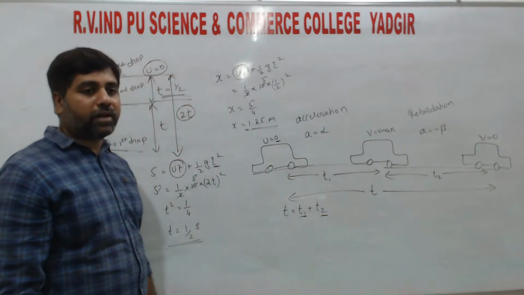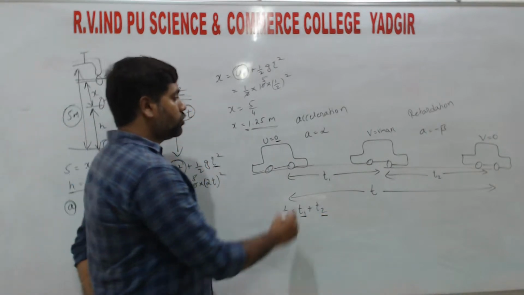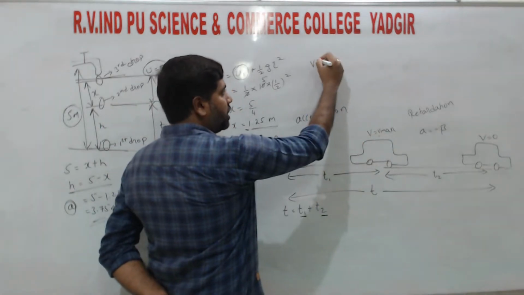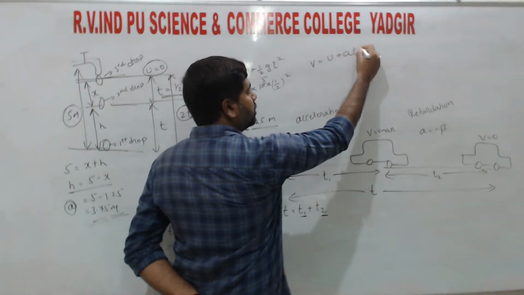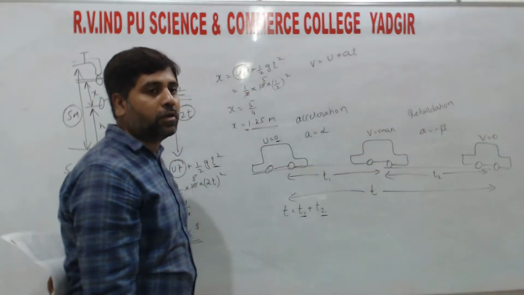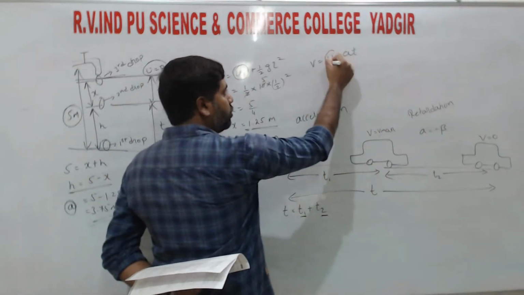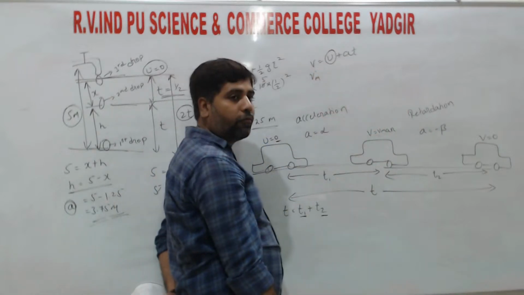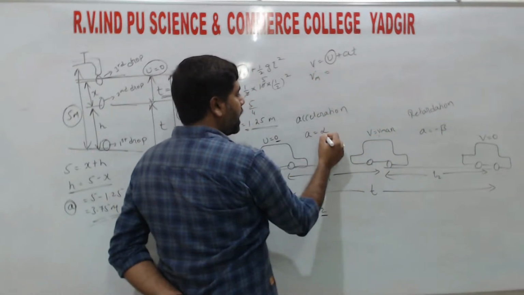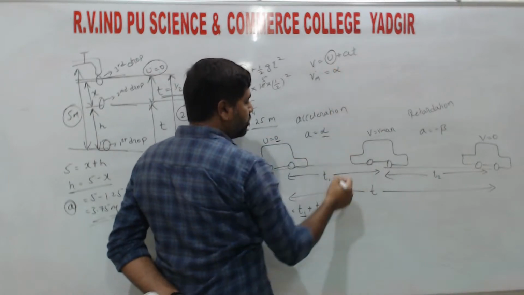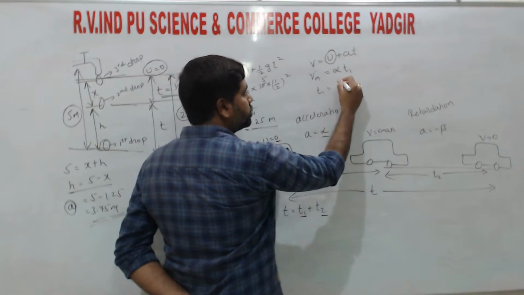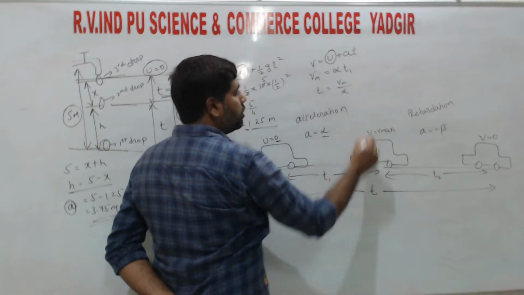So first we need to find the values of t1 and t2. So u value is known, v value is known, alpha is known. By using the relation v is equals to u plus at, right? So for the first case u value is 0. So in place of v we can write v max or vm, that is equals to acceleration alpha into time t1, right? So from this we can write t1 is equals to v maximum by alpha.